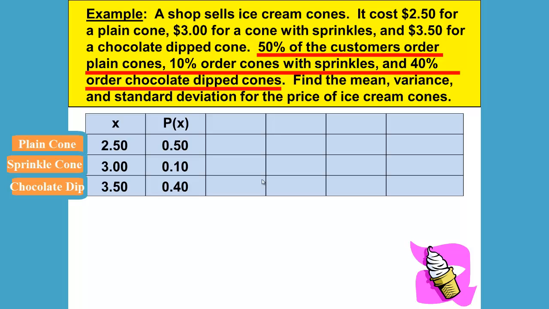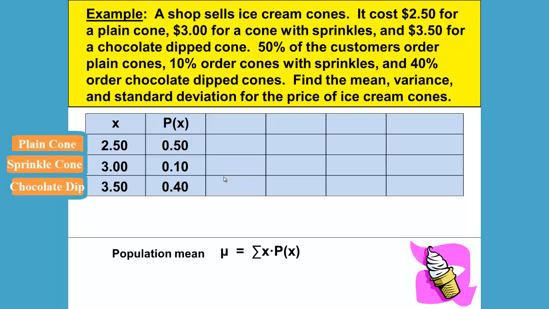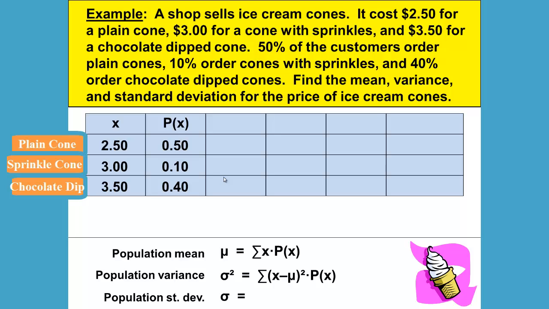The problem asks us to find the mean, variance, and standard deviation. Population mean equals the sum of x times p of x. The population variance equals sigma squared equals the sum of x minus the mean squared times p of x. And for the population standard deviation, that will be the square root of sigma squared, or the population variance.